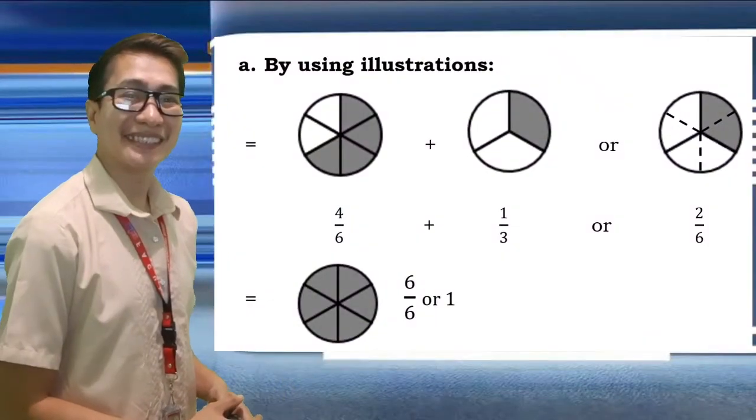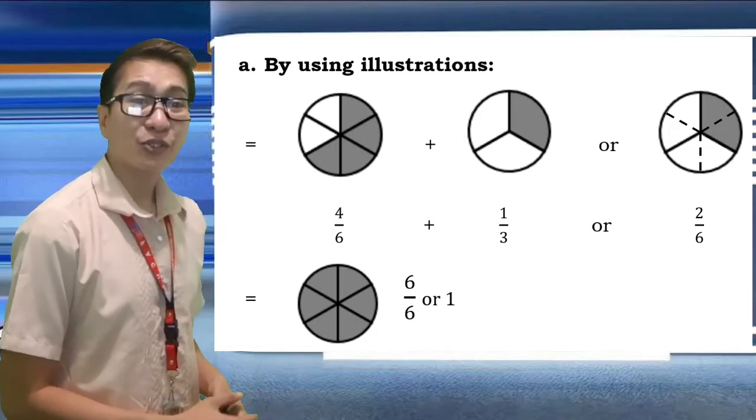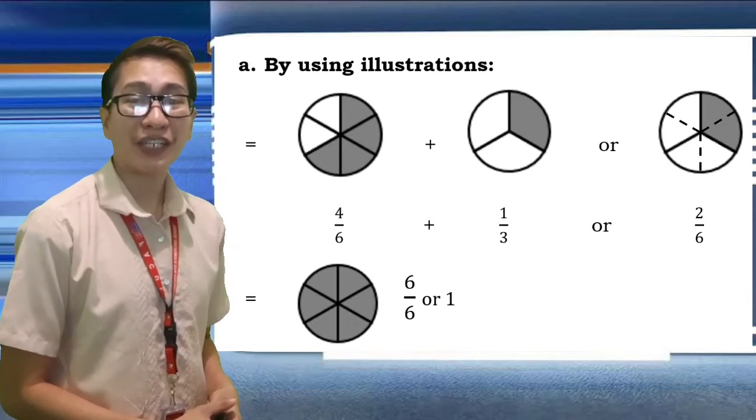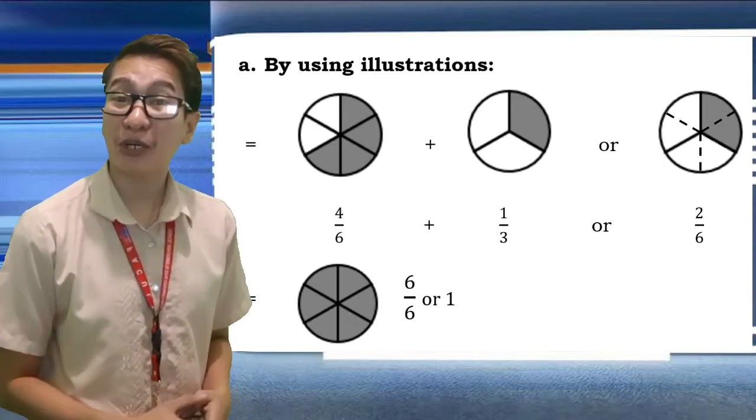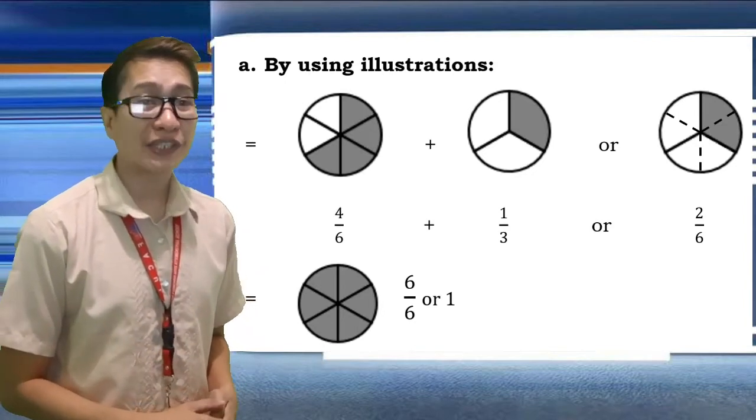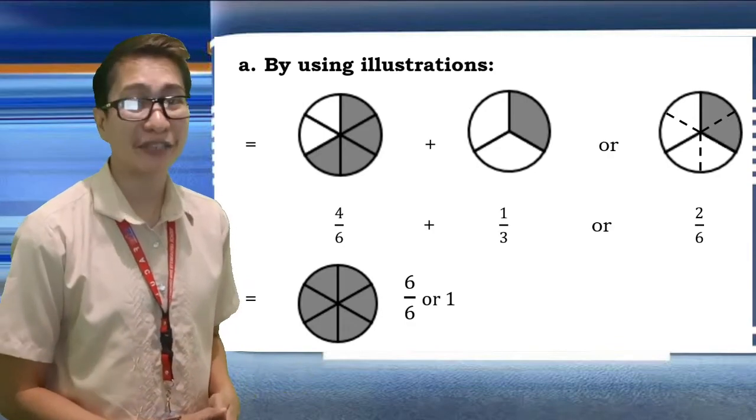Study the table. 4/6 plus 1/3 or 2/6 will give us 6 over 6 or equal to 1 because any number over itself is equal to 1. Therefore, there were 6 parts of the cake or the whole part of the cake was shared by Sally.